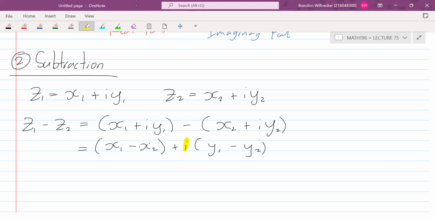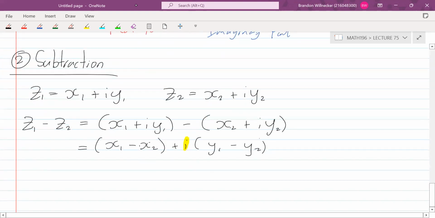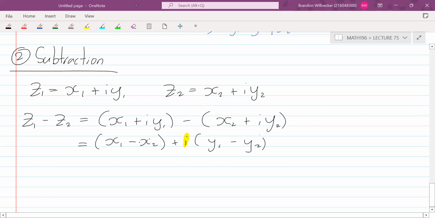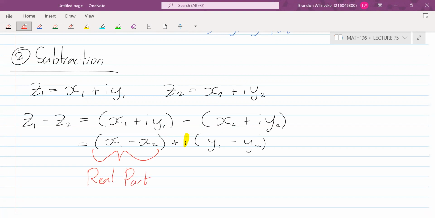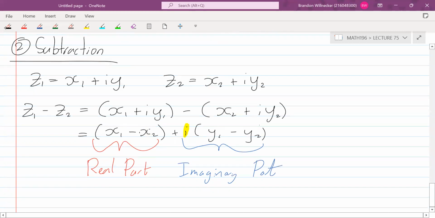Okay, and let's highlight that again. So again, we have z1 minus z2, the difference of complex numbers is again a complex number where this first part, that's the real part. And this second part, that's the imaginary part. Okay, so addition and subtraction, quite easy. What about multiplication?